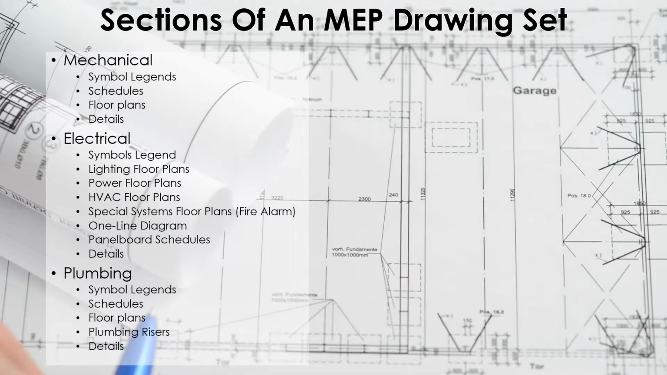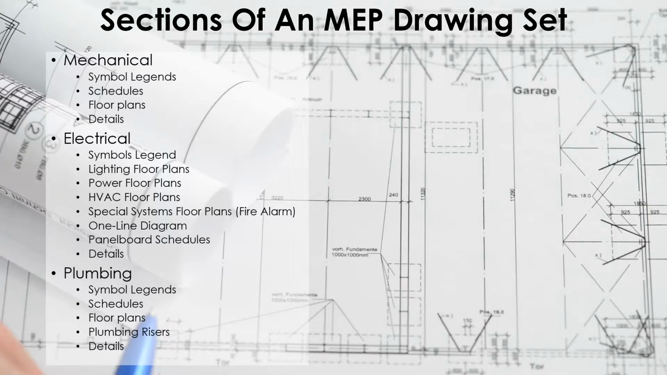Next, let's look at the sections of an MEP drawing set. So you have the mechanical. You'll start off with the symbols legend. This is pretty typical through all disciplines, commercial, architectural, structural, everything. Then you'll have a schedule sheet. You have floor plans showing the duct layout. And lastly, you'll have details. And next, in the electrical set, you'll have the same symbols legend.